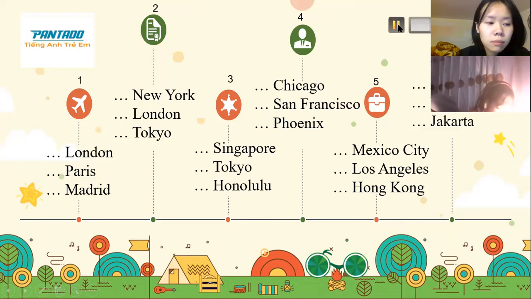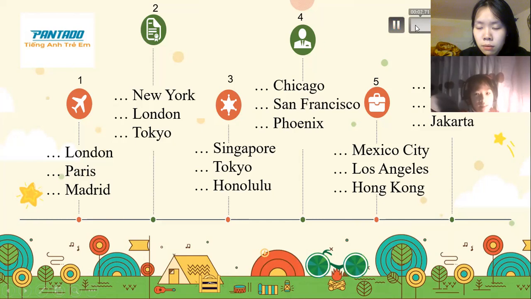To the least expensive, 3. 1. A loaf of bread costs under £1 in London. It's cheaper in Paris, around 50 pence, and only costs 35 pence in Madrid.